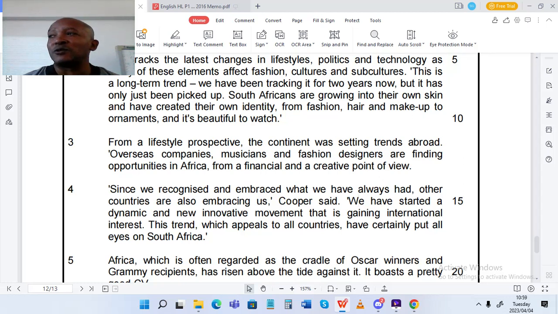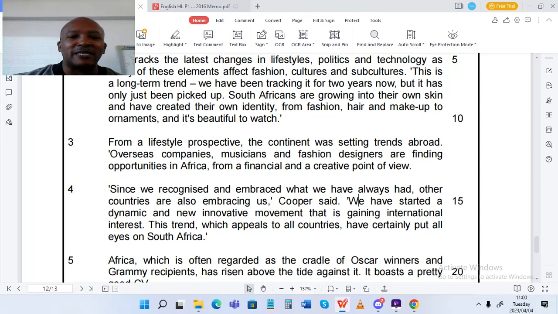Okay, let's work through sentence number one. We have always had. That's correct. Other countries. One country. How many countries do you see? More than one. Countries. Great, that's correct. That's not the error.